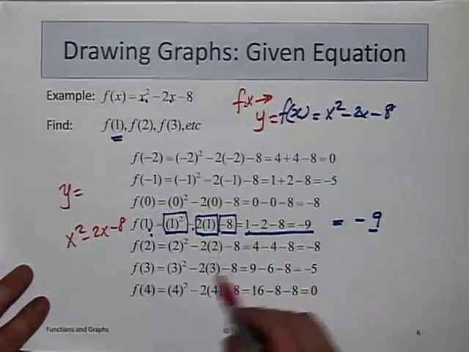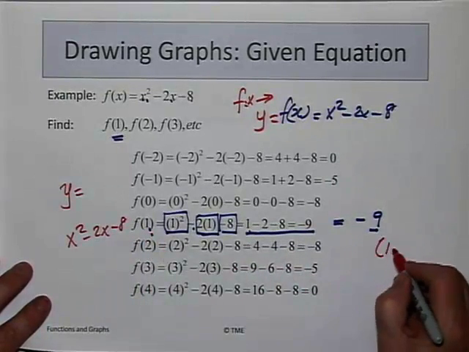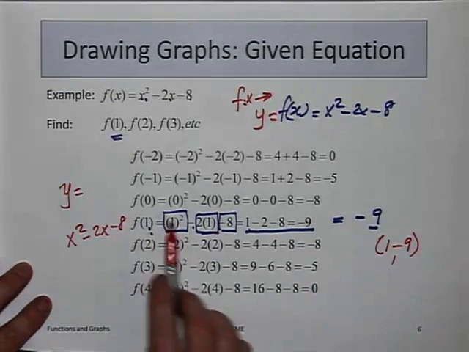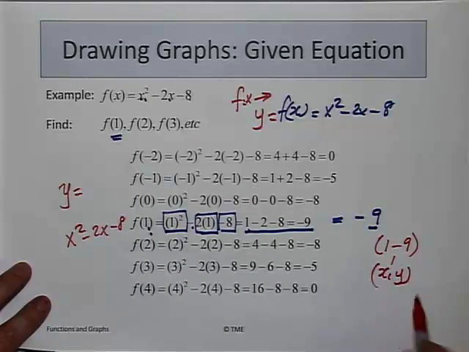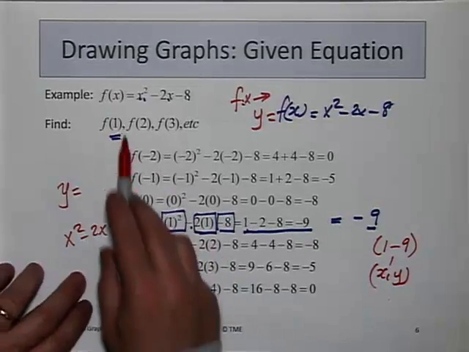So we can draw all those points. And the point I got when I put in 1 was the point (1, -9). Why 1? Because 1 was the x value, and x comes first: horizontal first, y second. (1, -9), that's my point. I can take another point, say 4.